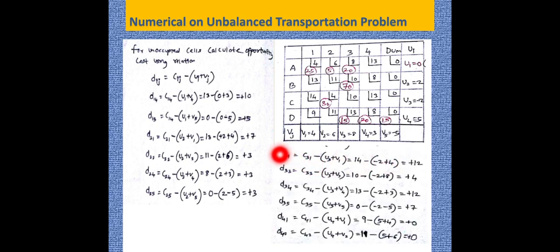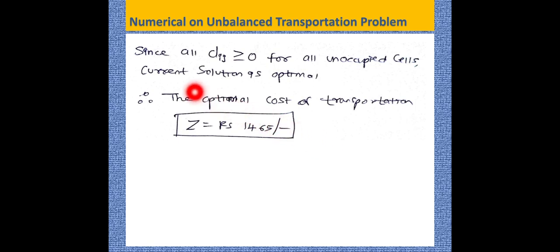So after calculating all the opportunity costs, we conclude that all the values are positive. Since all opportunity costs are greater than or equal to 0 for all unoccupied cells, the current solution is optimal. Therefore the optimal cost of transportation will be equal to 1465 rupees. Okay, so I request you to solve this problem again by yourself, and if you find any difficulties you can contact me. Thank you, dear students.